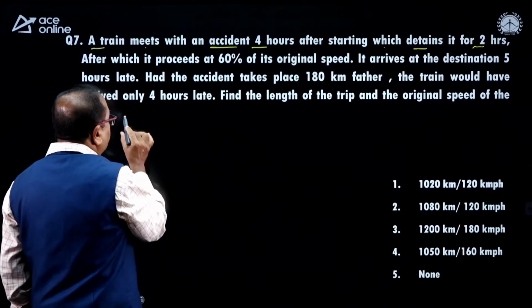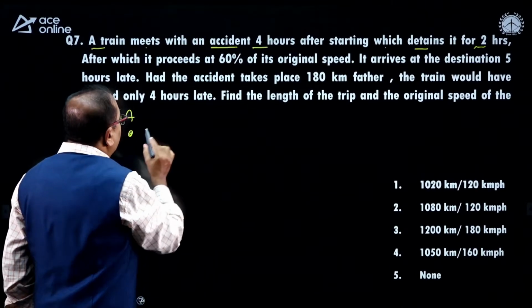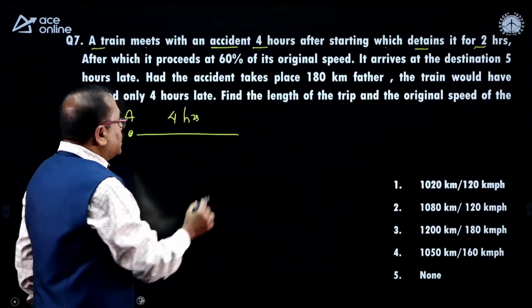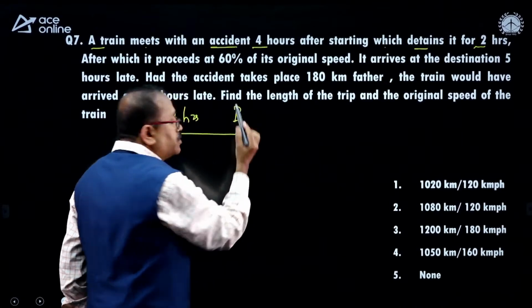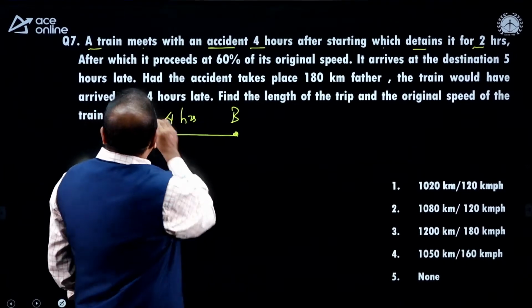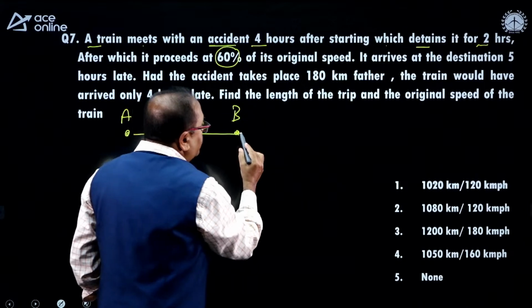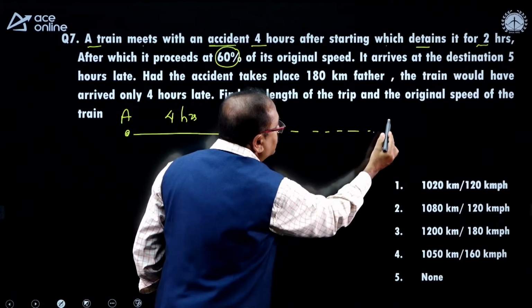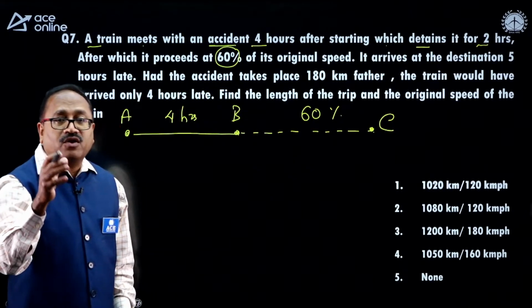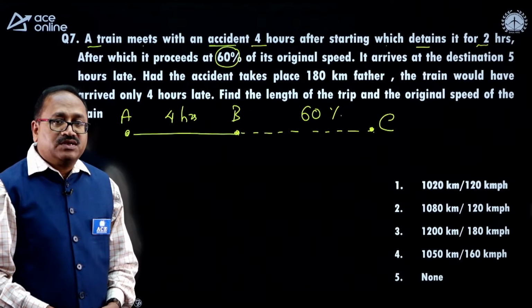Now, let's assume that point A is the starting point, and after travelling for 4 hours, there is an accident here. Let's assume that point B is where the accident takes place, after which it proceeded with 60% of the original speed. From here to the end point, let's consider that point C is the end point. So, B to C, it travels with a speed of 60% of the original speed. I do not know at this moment what the original speed is.